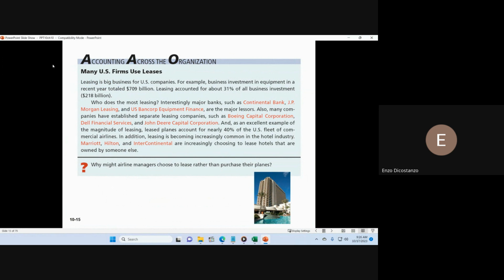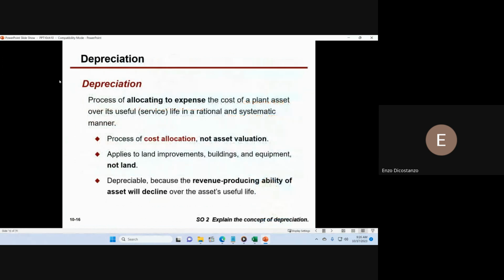Hotels are owned by someone else, and they just operate them and work out the numbers. Also, I always stress in my classes, whatever class it is, income statements and balance sheets, and some classes more than others, but certainly to understand how that process all works. Depreciation: allocating to expenses the cost of plant assets over useful life in a rational and systematic manner. It's a process quote, not asset valuation.